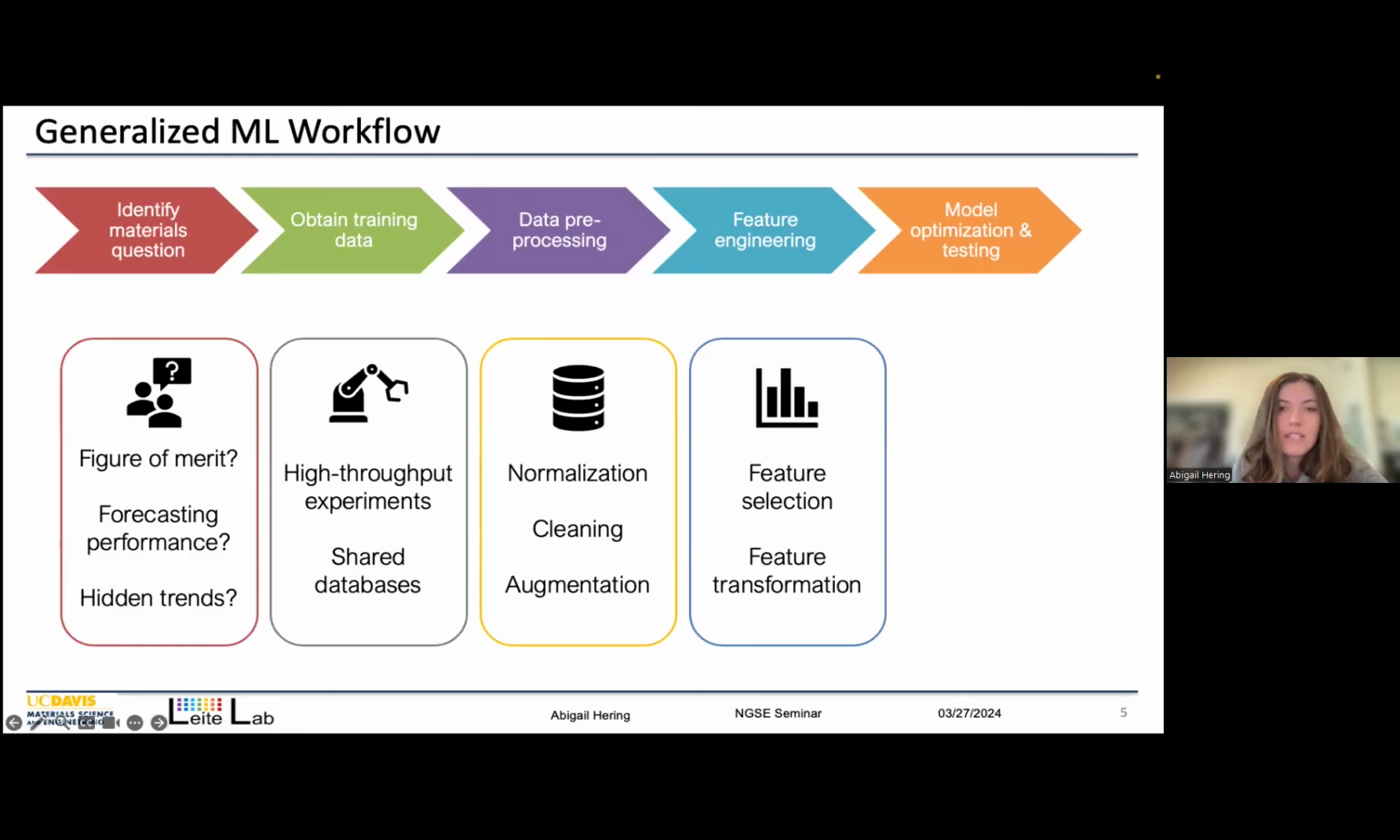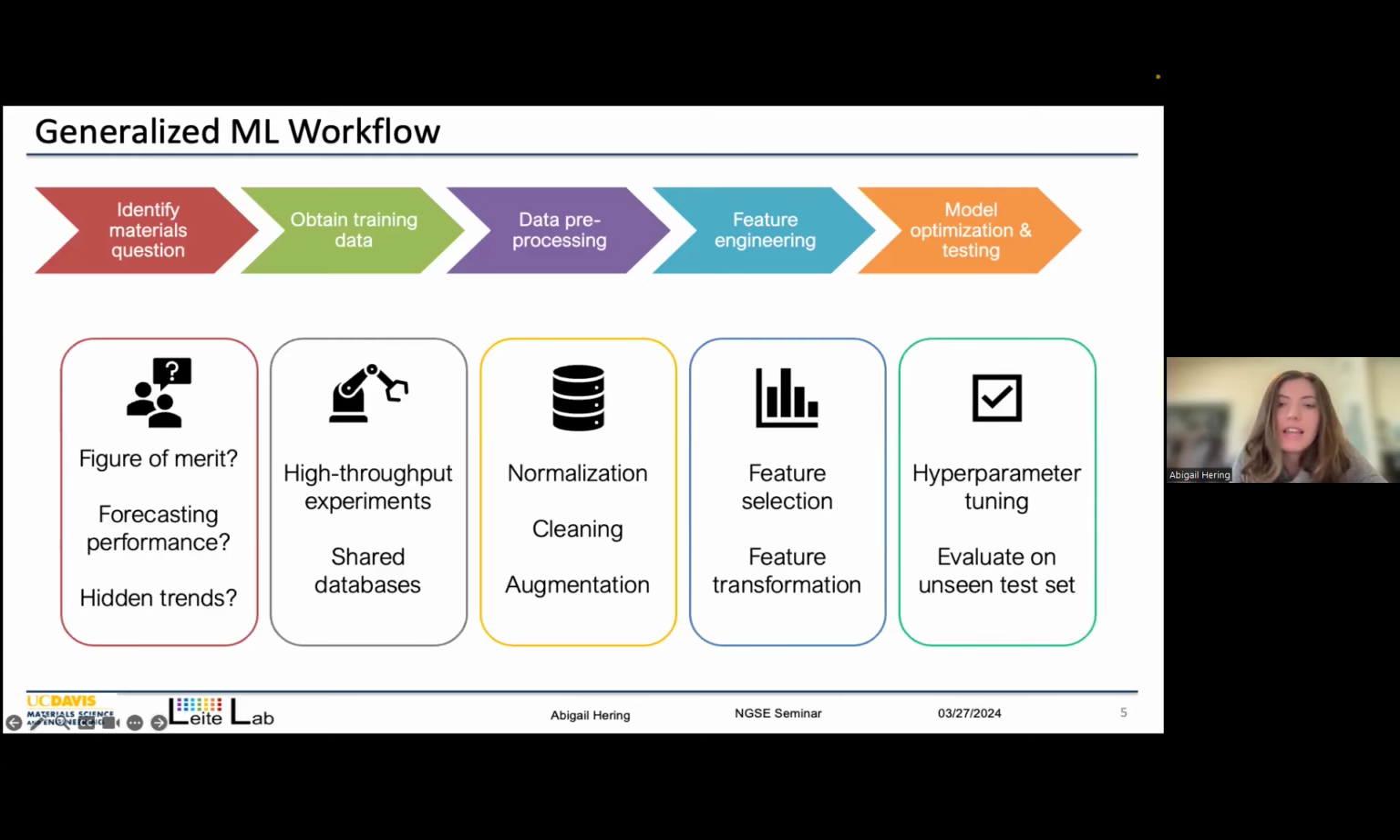So the next step is feature engineering, which depends on the model that you selected, and the specific features you're trying to analyze here. In this step, you would select and transform specific features to fit the model that you are going to be analyzing with. And then finally, you need to optimize and test the model.